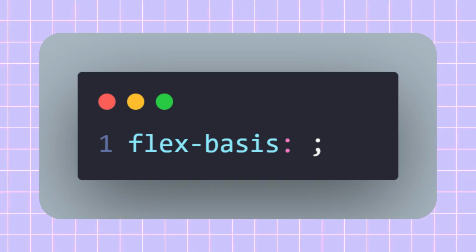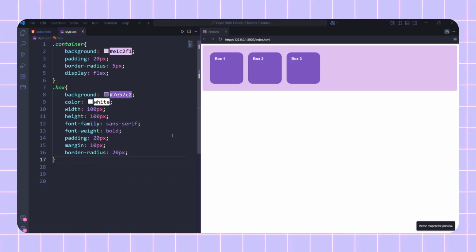Now let's move on to flex basis. This property sets the initial size of a flex item before grow or shrink is applied, and it overrides any width you have written. Let's go back to our normal container.